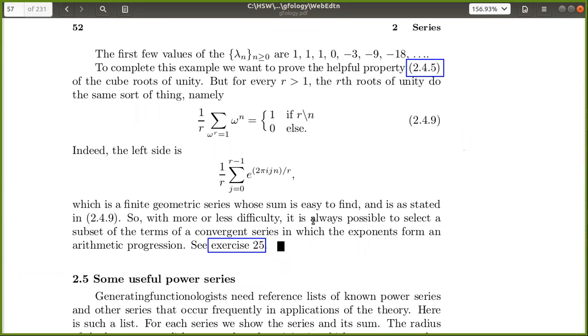And this way, what you are really saying is that you can always find components that appear in an arithmetic progression, which is a particular exercise. So that will go in your assignments.